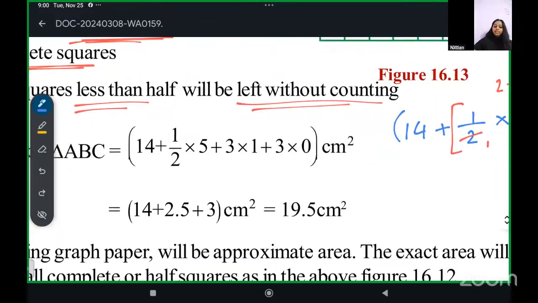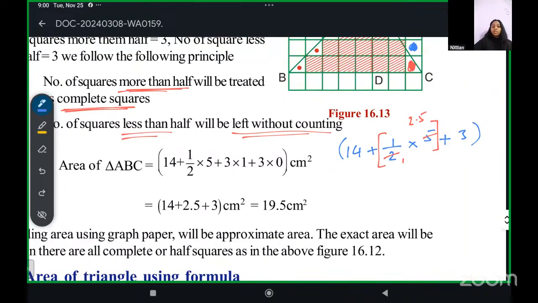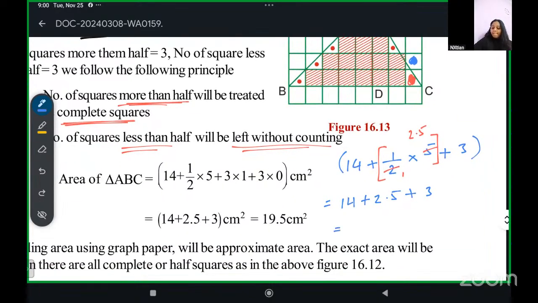And look at the calculation also. Now 14 plus 3, 14, 15, 16, 17, 18, 19 and 0.5. We are counting according to the boxes of the graph paper. So 14 plus 2.5 plus 3, that is 19.5 centimeters square.